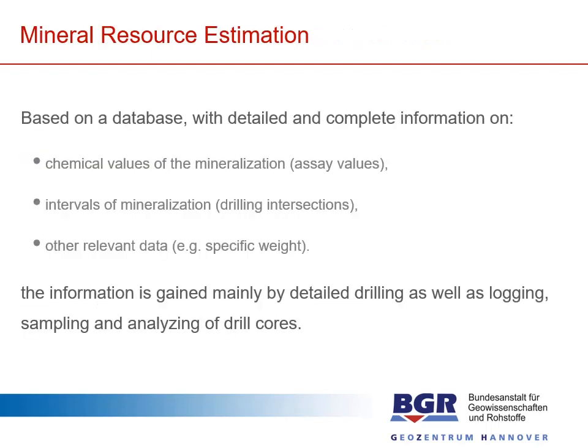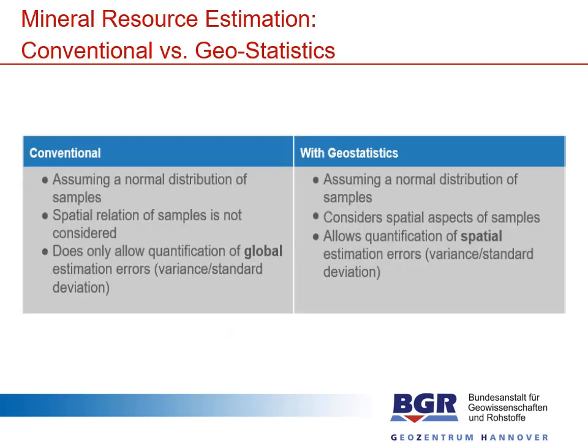A mineral resource estimation is done based on a database with detailed and complete information on the geochemical values of the mineralization, so the assay values, and the intervals of the mineralization, the true drilling intersections, and other relevant data like the specific weight, which is of course very relevant to estimate the tonnage. And the information is gained mainly or only by detailed drilling, as well as logging, sampling and analyzing of the drill cores. During a mineral resource estimation, geostatistics are used.